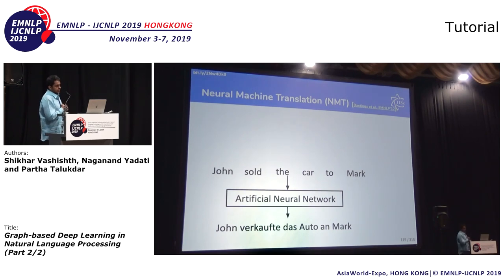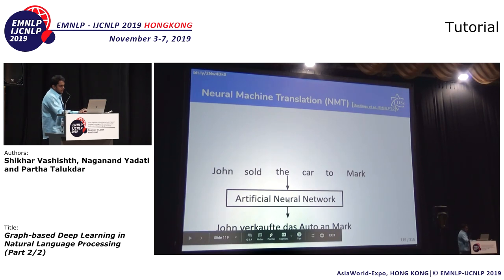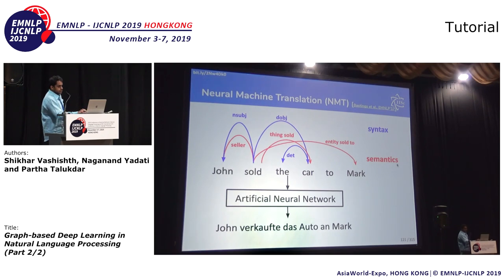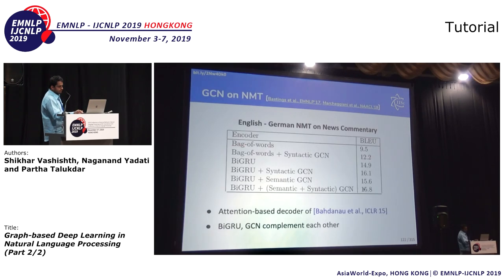So GCN has also been applied for machine translation. This has been proposed in EMNLP 2017. We have a simple example here. John sold the car to Mark. This is in English language. This is passed to an artificial neural network, which does neural machine translation. So this is English to German translation, right? In this EMNLP 2017 paper, they exploit syntactic dependencies between the words in the sentence. They also exploit semantic dependencies, which are obtained from the SRL model, right?